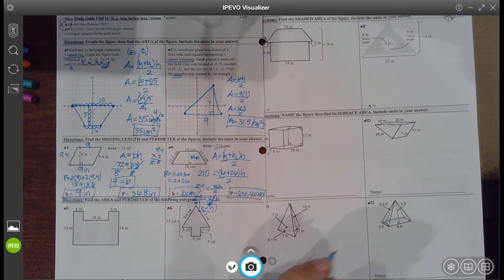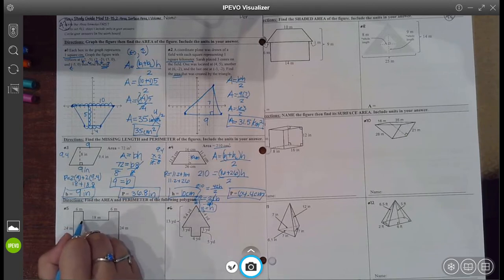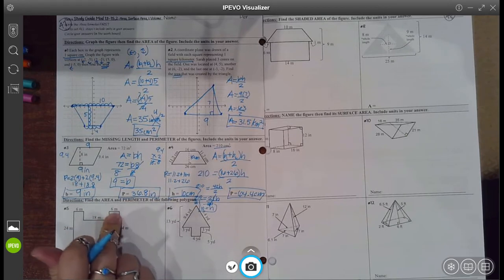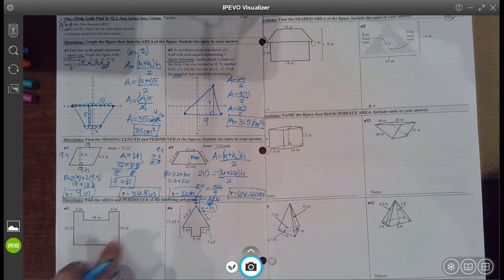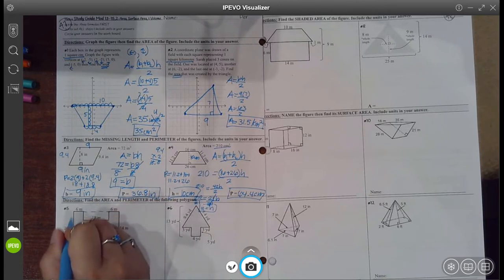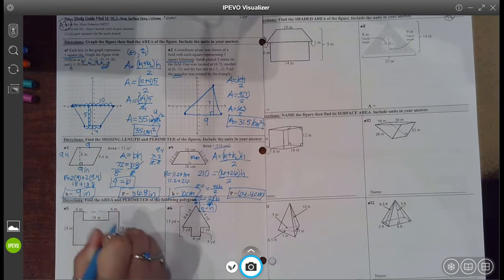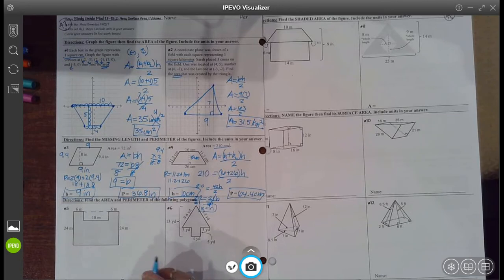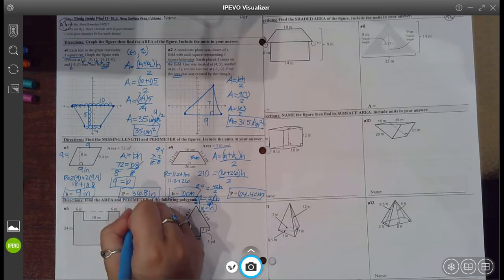Okay. For this next one, we want to find the area and the perimeter of this. There's 2 ways that I could do this. I could break it here and here, and then add this tiny one and this big one. Or I could find it of this entire rectangle and then just subtract out that little rectangle that's not a part of it. I think I'm going to do it that way.